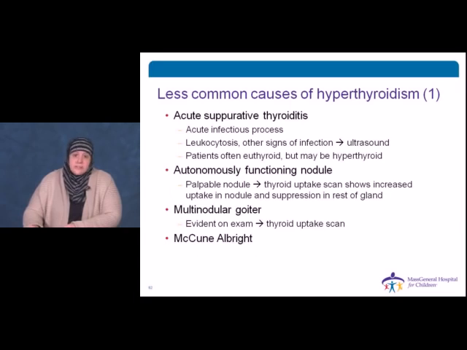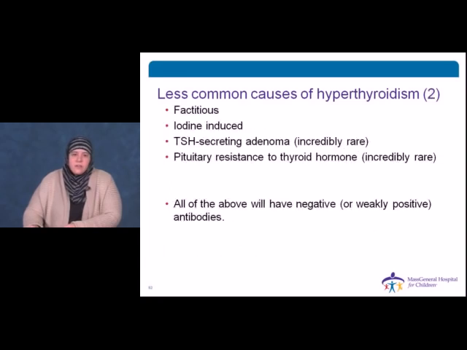Multinodular goiter is another cause, and again is evident on exam. McCune-Albright can also cause hyperthyroidism. You want to keep in mind factitious hyperthyroidism, in other words, say an adolescent trying to lose weight taking her mom's thyroid pills. And as we mentioned before, there can be iodine-induced hyperthyroidism in the case of iodine deficiency or multinodular goiter.